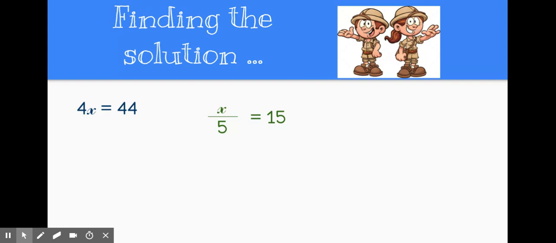What question might you have at this time? Let's try another one just like that. 12x equals 96. Go ahead and give this equation a try.